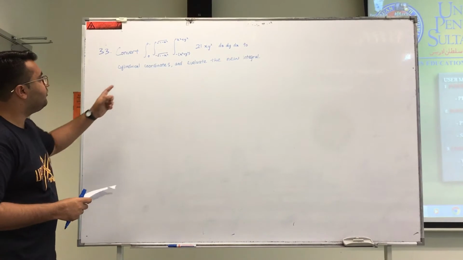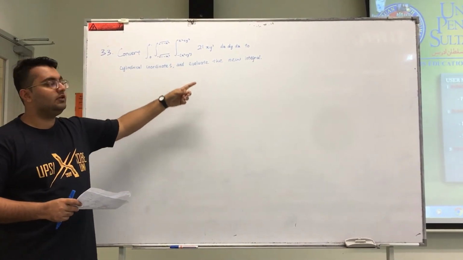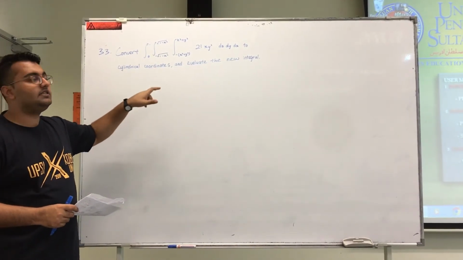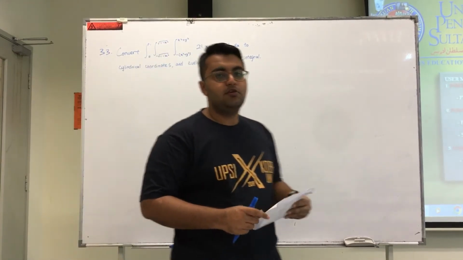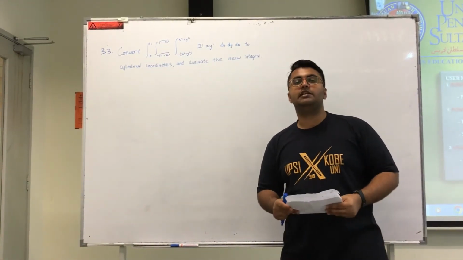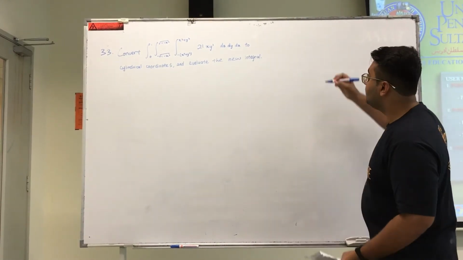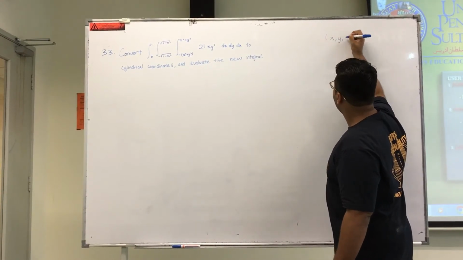So the question is convert these equations to cylindrical coordinates and evaluate their new integral. As you all know, this equation is in Cartesian coordinate form. So we are going to change it to cylindrical coordinates. So how are we going to change it to cylindrical coordinates? We are going to use polar coordinates method. So the unknowns here are x, y and z.